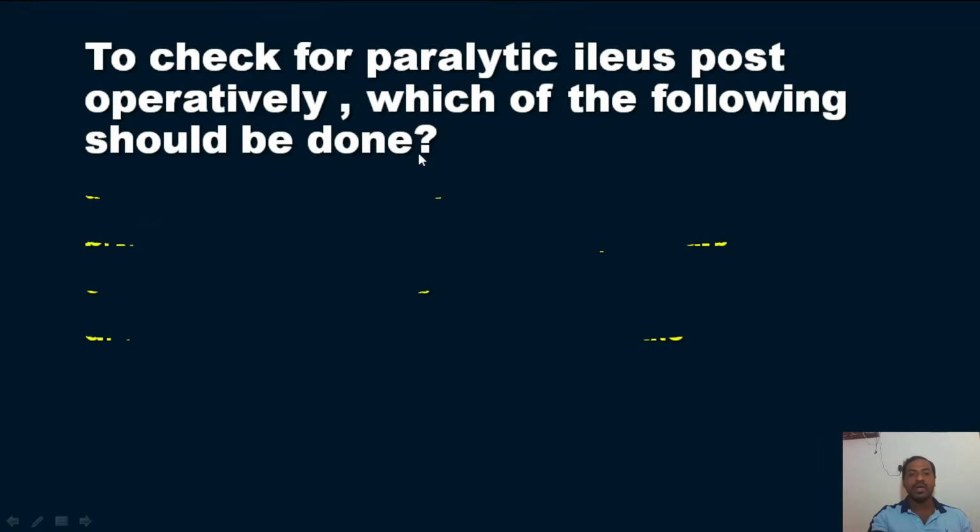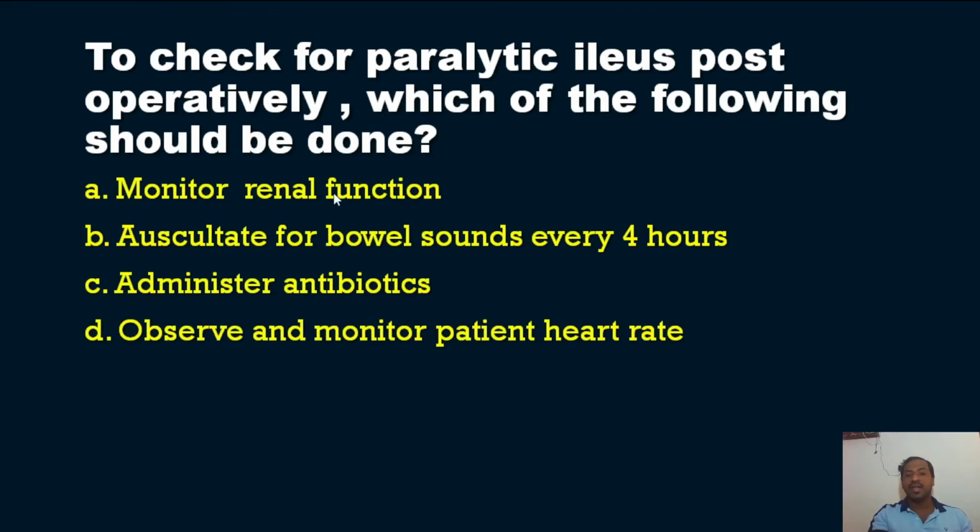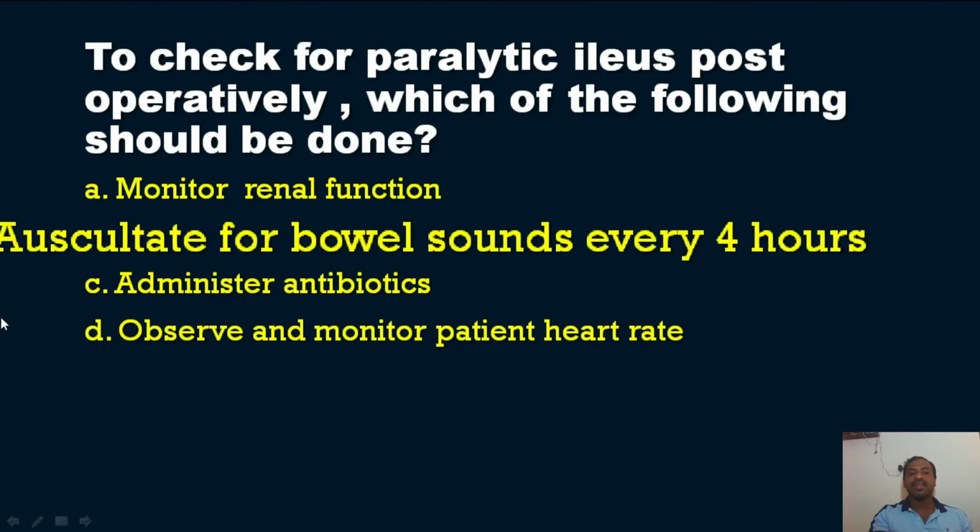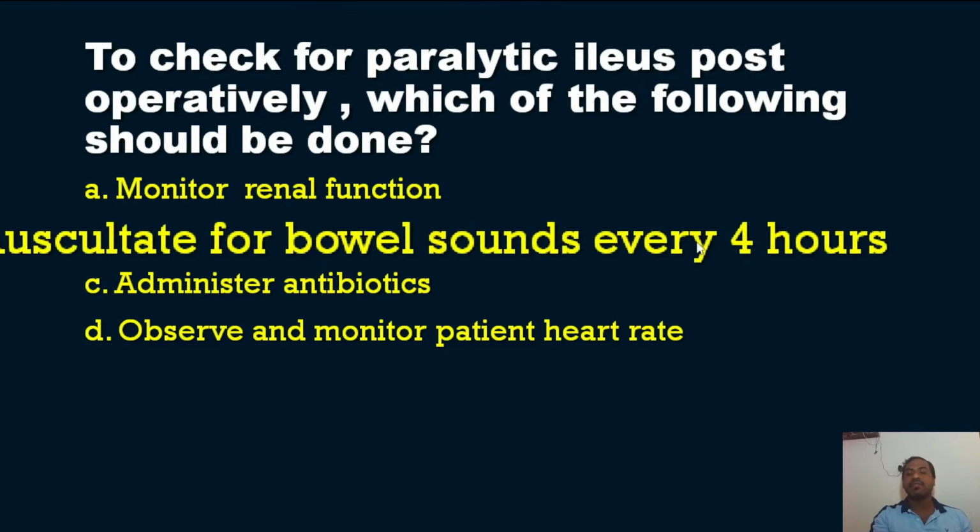Your options are, first one is monitor for the renal functions. The second option, auscultate for the bowel sounds every 4 hours. Third option, administer antibiotics. And the final option, observe and monitor patient heart rate. So which one should be checked for finding out whether paralytic ileus is happening in patients who underwent gastric surgeries? So our answer is auscultate for bowel sounds every 4 hours.